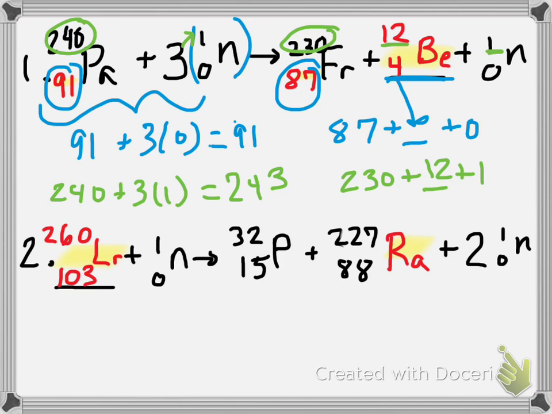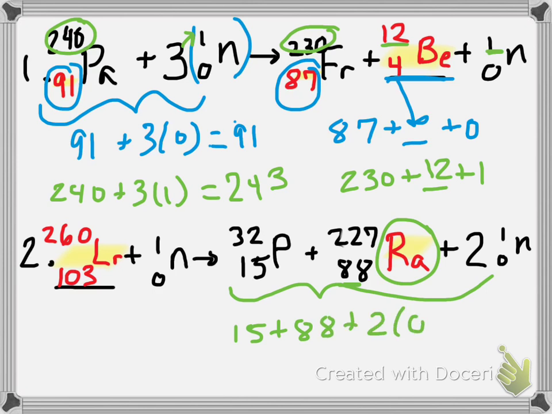So for my second one, I did a very similar process, but this time I started more with the right side of my reaction. First, I found number 87 on the periodic table and discovered that it was radium, so I put my Ra there. And the next thing I did was I added up all of my atomic numbers on the right side of my equation. So that's 15 plus 88 plus 2 times 0. Again, we have 2 neutrons this time, and that's going to equal 103.